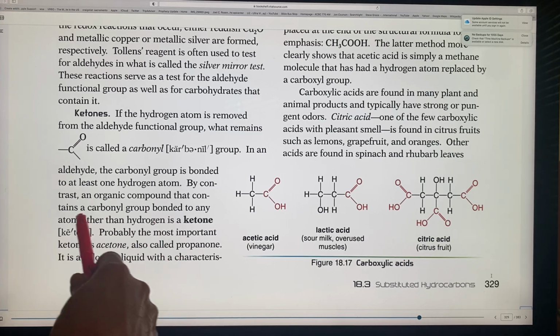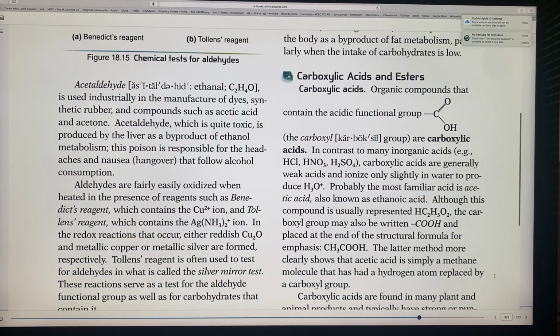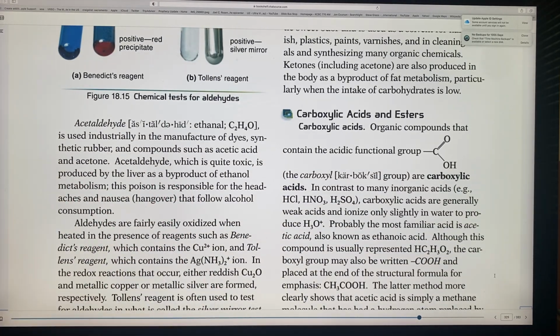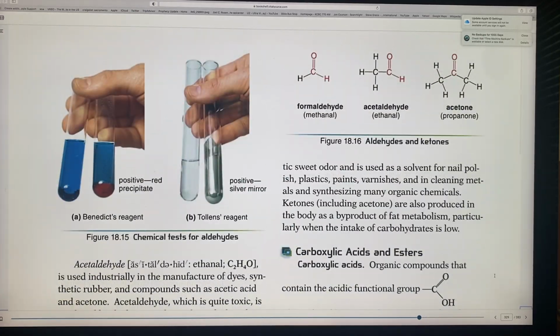But it says, by contrast, an organic compound that contains a carbonyl group bonded to any atom other than a hydrogen is a ketone. So it can be bonded to anything but a hydrogen, and they'll call it a ketone. The most common ketone is acetone, and it's also called propanone. See how ketone is at the end? Acetone is that colorless liquid. Basically, the manufacture of aldehydes turns it into a ketone, as we said before, but that's acetone.